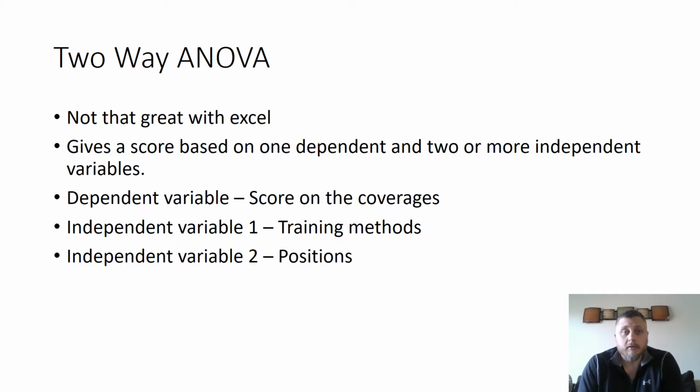But let's go over what it is. It gives a score based on one dependent and 2 or more independent variables. And in the scenario provided by the textbook, the dependent is the score from the coverages, and then the first independent variable is the training methods, which is scrimmaging and drills, and the other independent variable is the positions, which is either being a pitcher or a fielder. Basically, you play the field, you're an outfielder or an infielder. So I'm going to call that fielders.